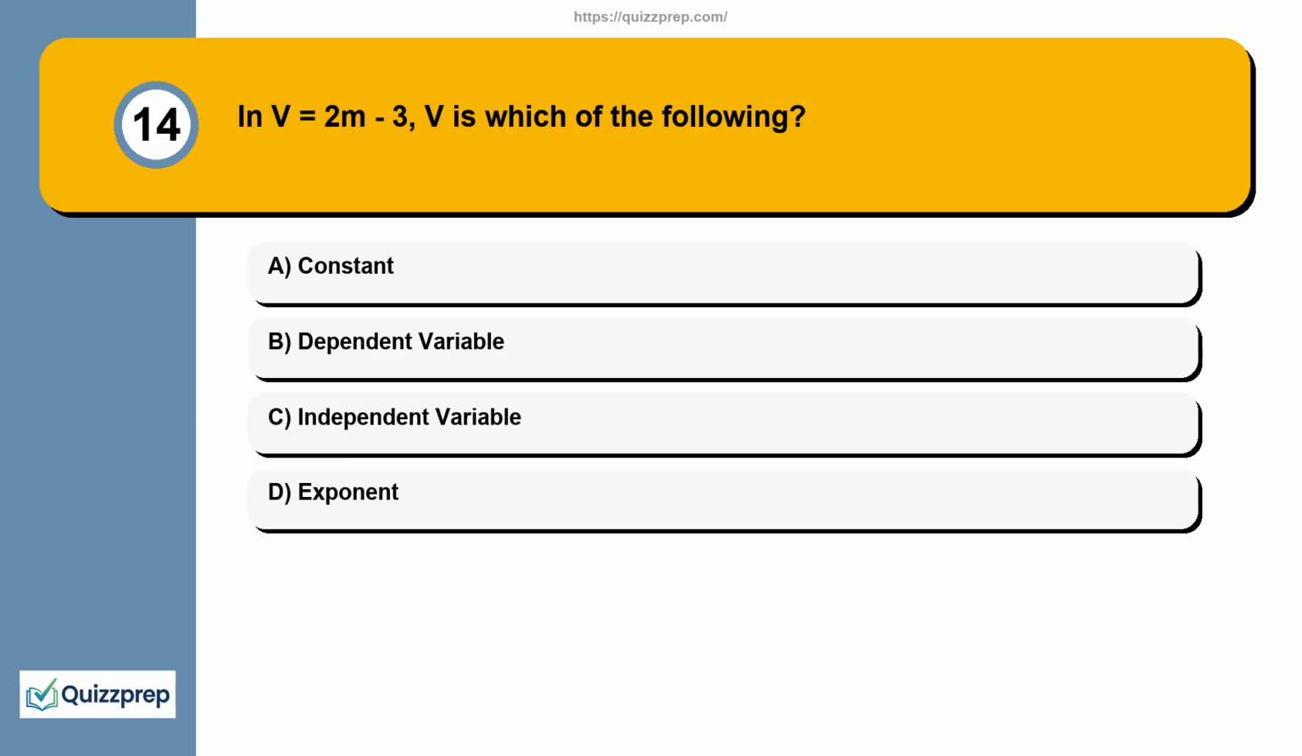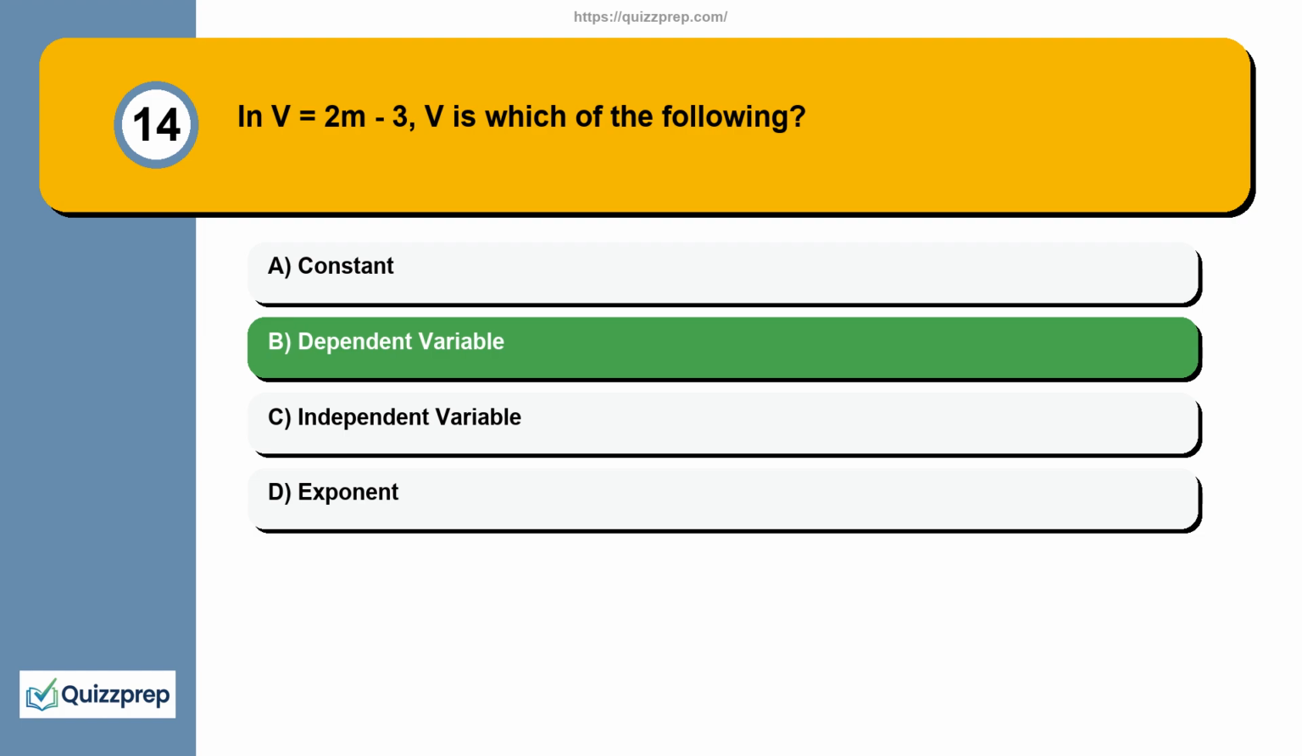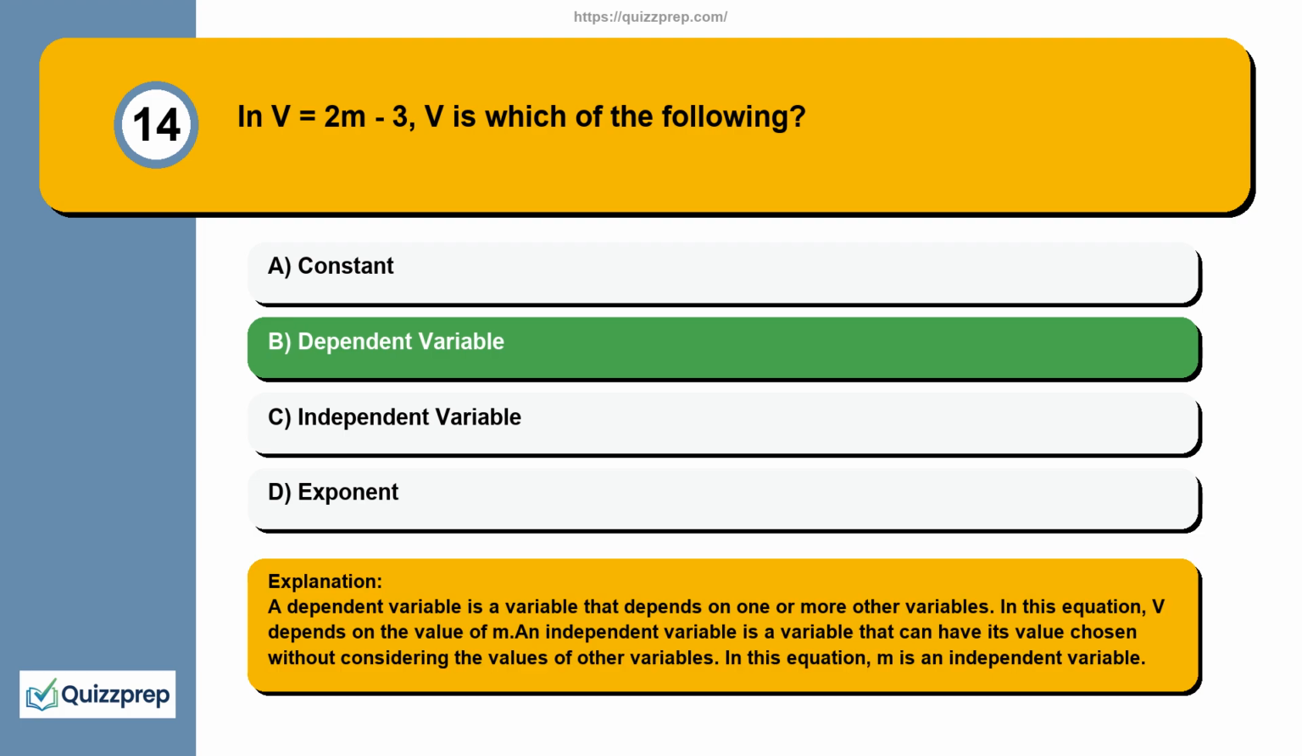Question 14. In V equals 2M3, V is which of the following? Constant, dependent variable, independent variable, exponent. A dependent variable is a variable that depends on one or more other variables. In this equation, V depends on the value of M. An independent variable is a variable that can have its value chosen without considering the values of other variables. In this equation, M is an independent variable.